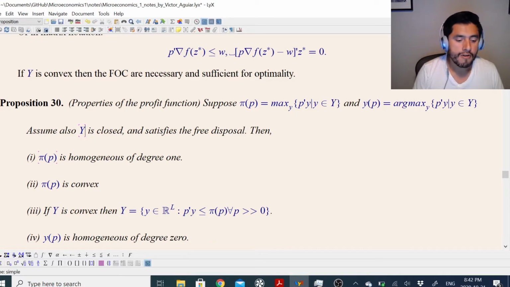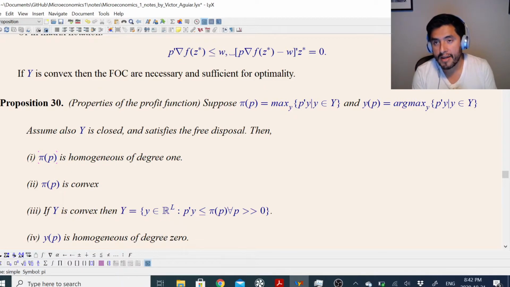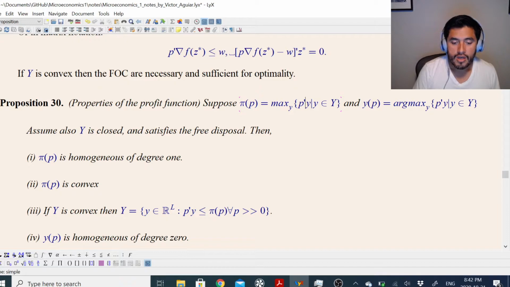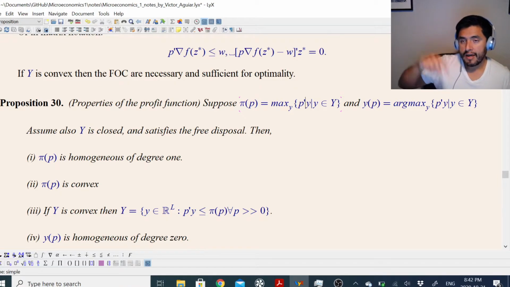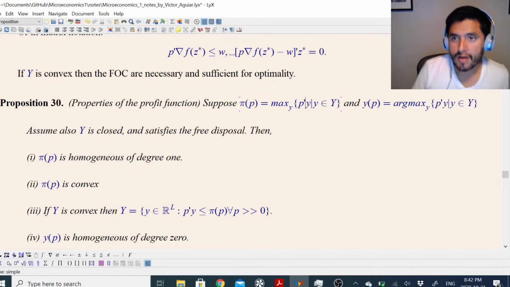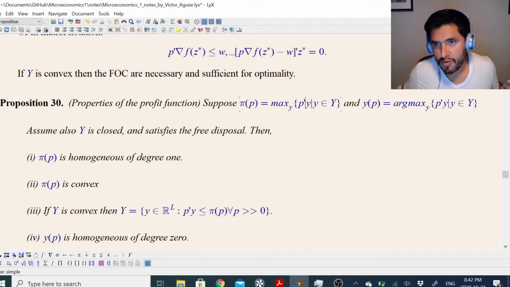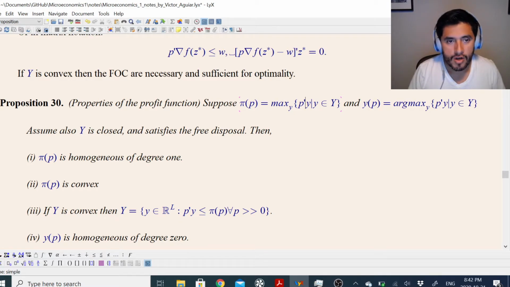Then, first, the profit function happens to be homogeneous of degree 1 in prices. So let's go back to the definition. If I multiply prices by a scalar alpha, then what will happen with profits? Profits multiply by alpha, okay? So homogeneous of degree 1. That's very simple.